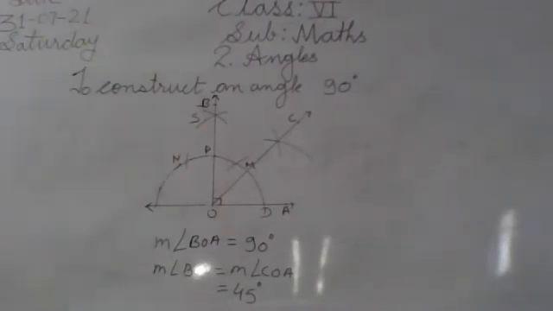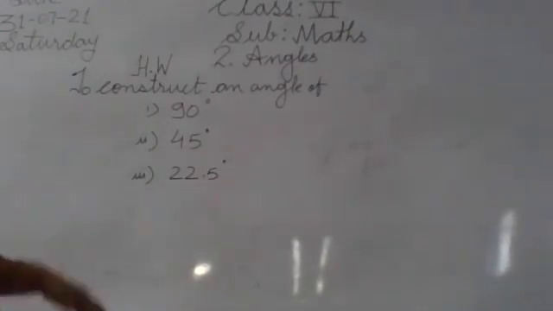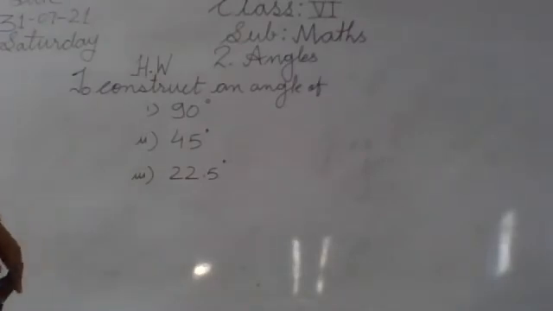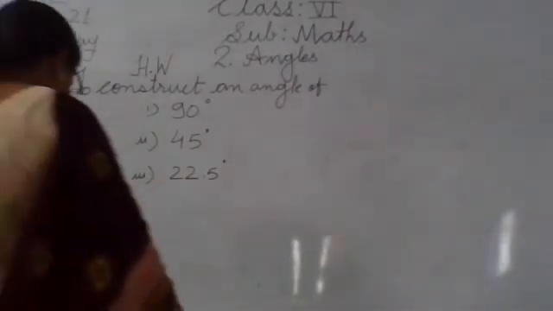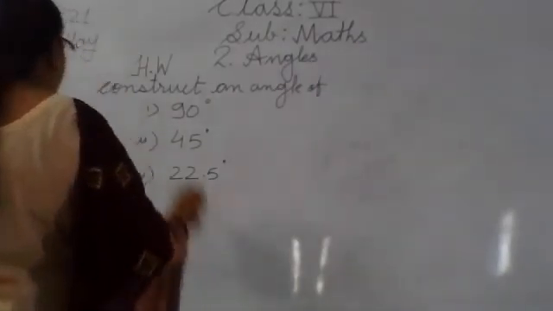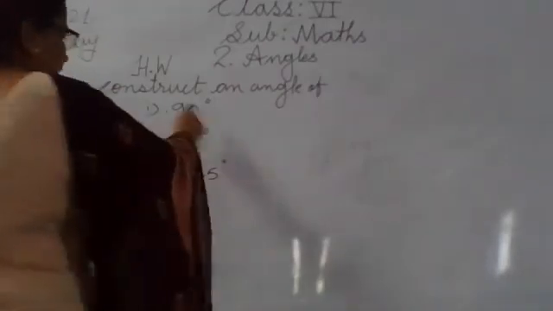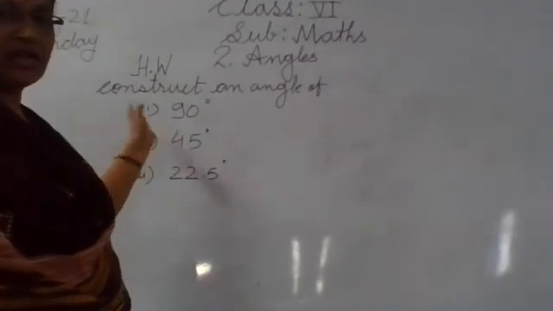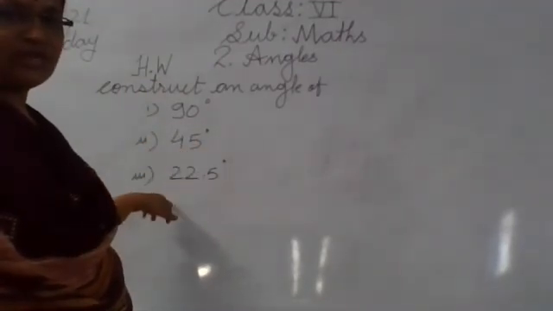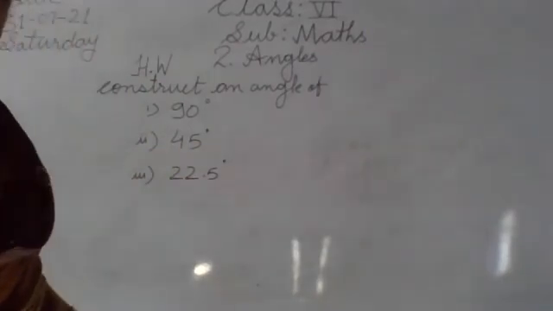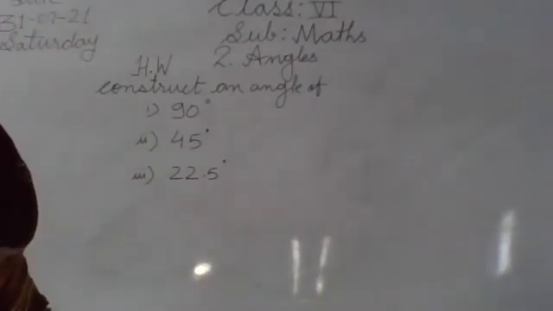Okay, so I am giving you one homework. Your homework, beta, you have to construct an angle of first 90 degree, then bisect it, you will get the 45 degree, then again bisect this 45 degree, you will get the 22 and a half, that is 22.5 degree angle. Okay, so try these three angles.